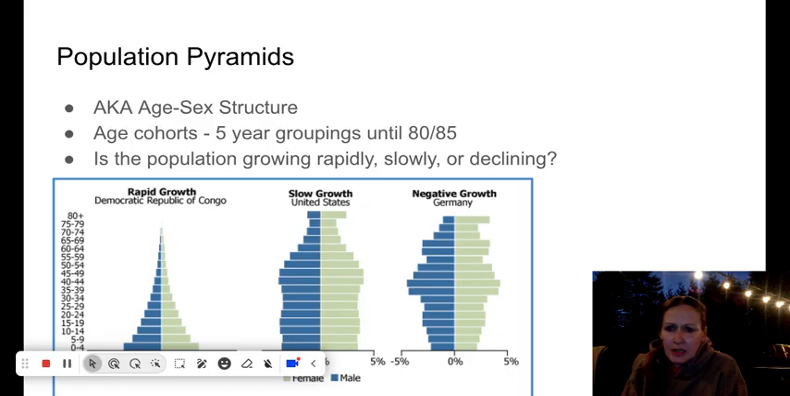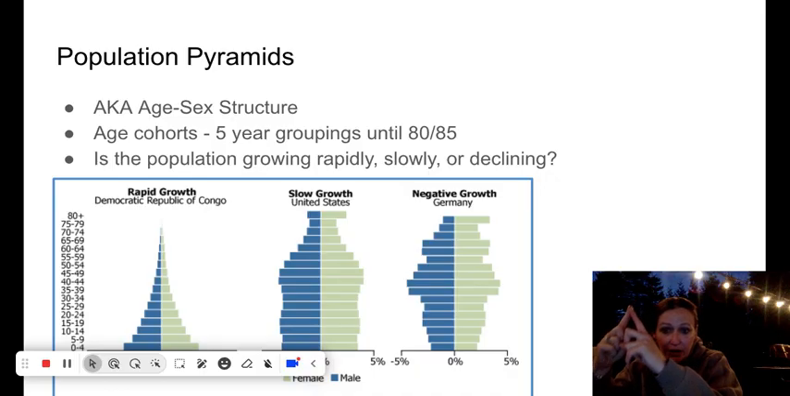So if you see one that's like to the left, where it just shoots up quickly, almost like the top of a skyscraper. Someone in class had a pyramid like that. That shows a very rapid growth in population.